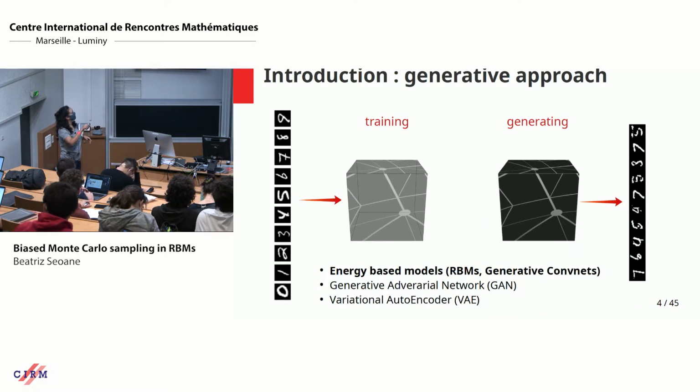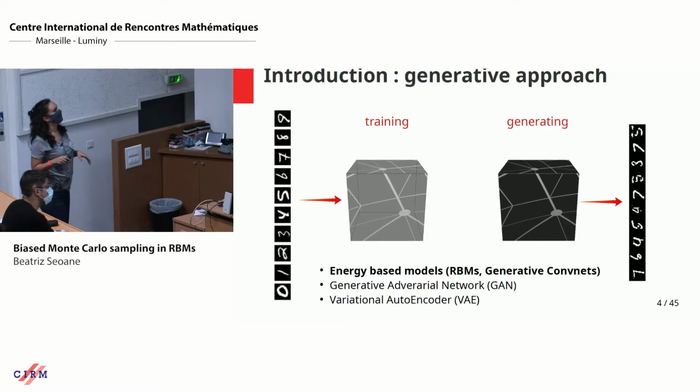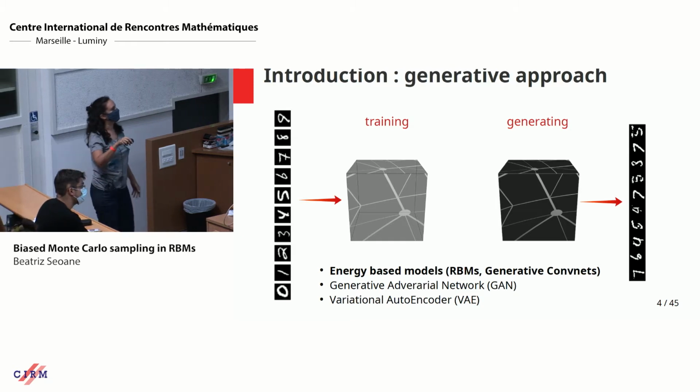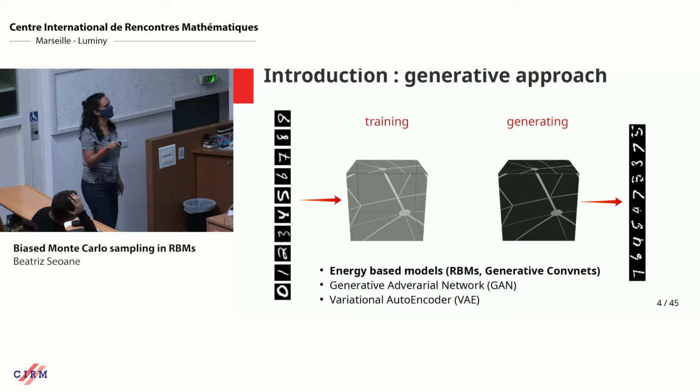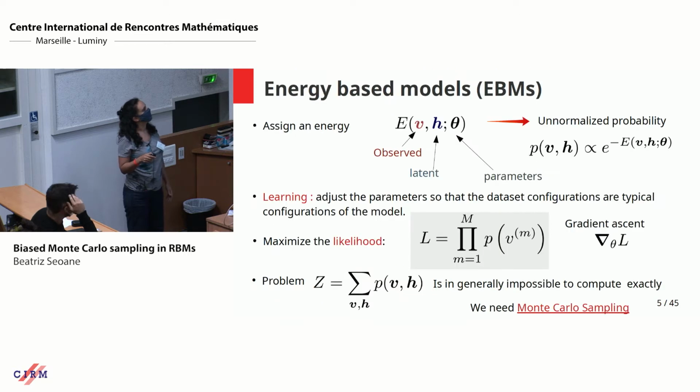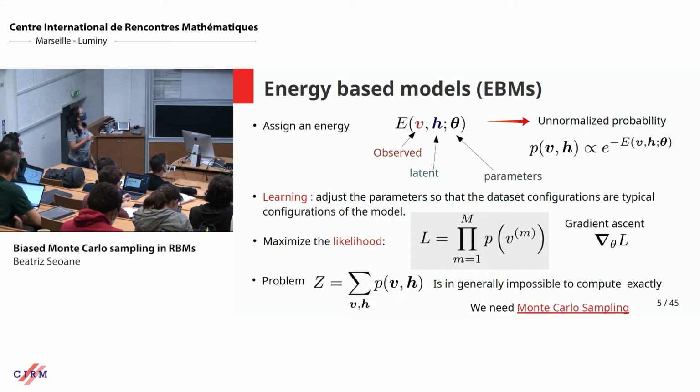So we have a step that is the training, where we feed data, and a step that is generation, where we create new data. Okay, there are many different ways of doing this task. I will mostly speak of the so-called energy-based models that contain the RBMs, but in recent years, a lot more popular are the generative adversarial networks that have been mentioned several times in this conference, the variational autoencoders, and so on.